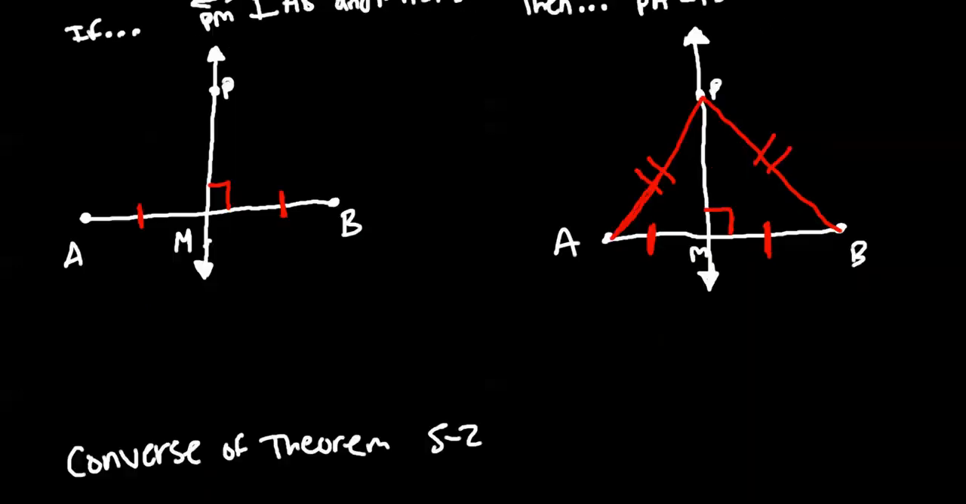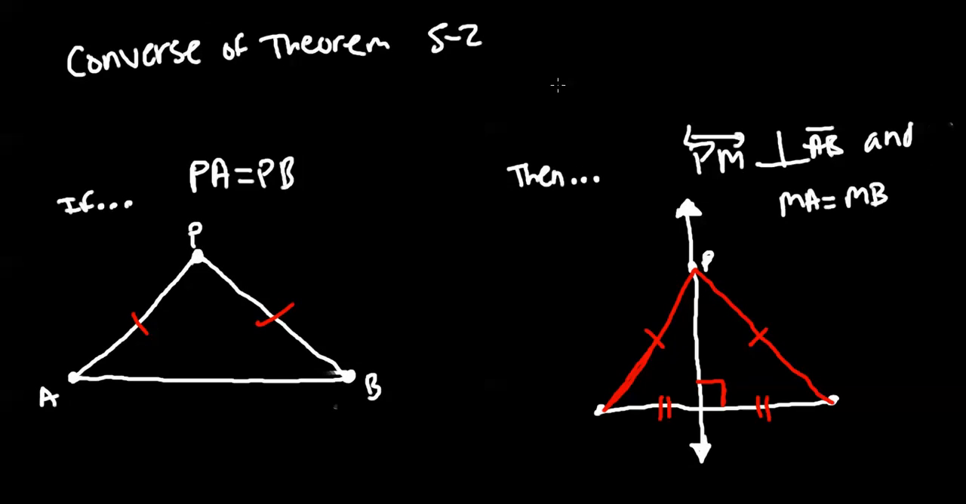Now we're going to look at another theorem, Theorem 5.3, the converse of the perpendicular bisector theorem. Basically, this is working the same theorem except backwards. It states if a point is equidistant from the endpoints of a segment, then it is on the perpendicular bisector of the segment. So here you can see that we have a triangle, PAB, and PA equals PB. Because they equal each other, if we were to draw a perpendicular bisector down from point P, and make it perpendicular to line AB, we would create two equal segments on line AB. So MA would be equal to MB.